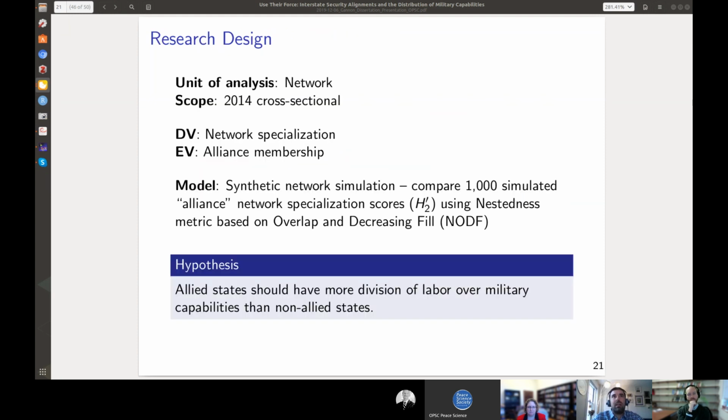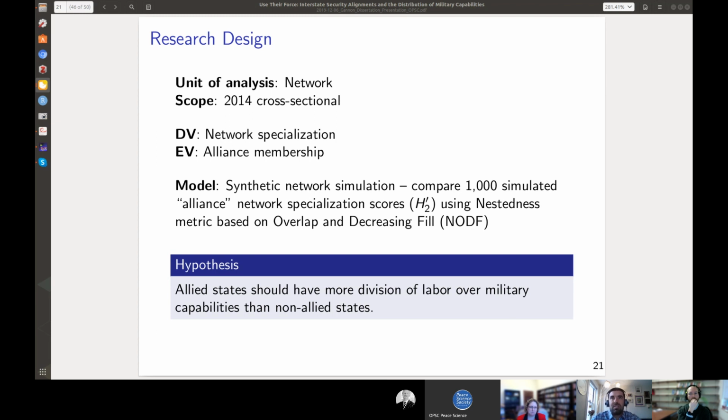So the research design in this particular study is that my unit of analysis is a network. So, that last slide, a collection or configuration of states. I'm looking just at 2014 because dealing with the time series component of this has some methodological challenges I haven't quite worked through yet. And there's a lot of data cleaning involved in this, and I wanted to use a subsample of the data that I knew was perfectly clean. My dependent variable is how specialized a particular network is, and my explanatory variable is whether this network is an actual alliance network.